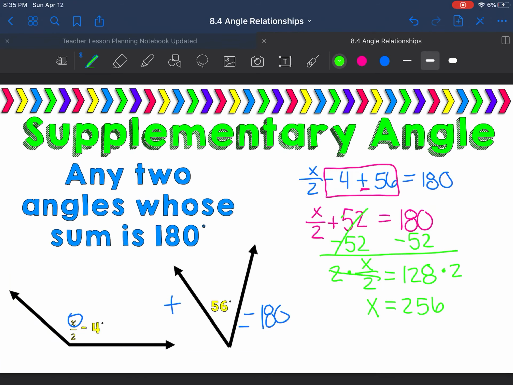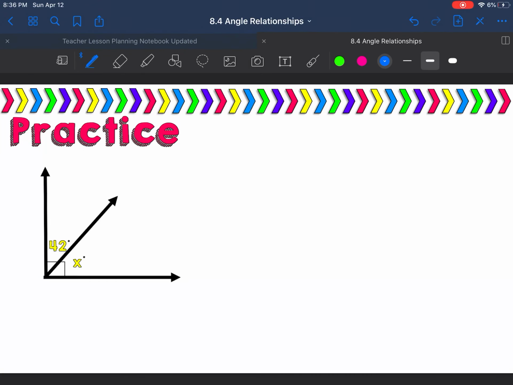So, if I want to figure out what this angle is equal to, then I need to plug 256 in for x. So I'm going to come over here and I'm going to do 256 divided by 2 minus 4. 256 divided by 2 is 128 minus 4, which equals 124. So this angle right here is equal to 124 degrees. Good. So now let's move on and let's start practicing this.